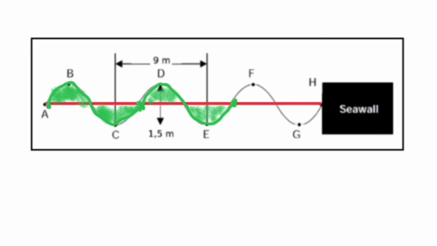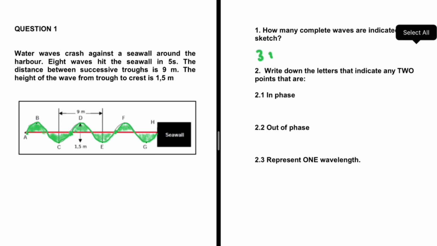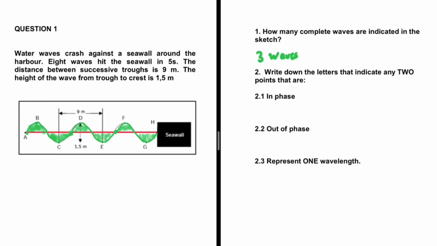And now let's go ahead and continue counting. If we keep going, when we reach this point, we have the third wave. Half a cycle, half a cycle. Half and half will always give you 1 whole. So there we go, we have 3 waves. How many complete waves are indicated on the sketch? 3 complete waves. The second question: write down the letters that indicate any 2 points that are in phase.